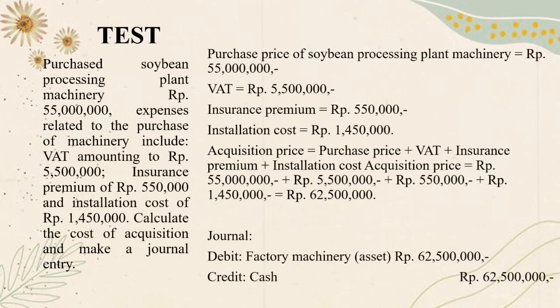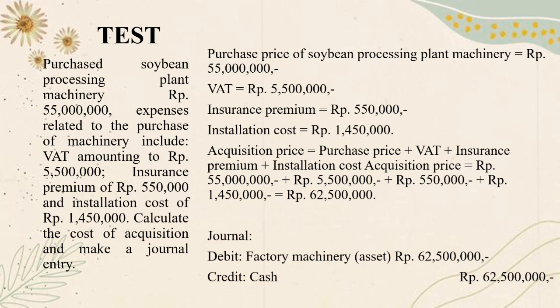The second question is the purchase of soybean processing plant machinery for 55 million. Expenses related to the purchase of the machinery include VAT, or value added tax, amounting to 5,500,000 rupees, an insurance premium of 550,000 rupees, and an installation cost of 1,450,000 rupees. Calculate the cost of acquisition and make a journal entry.